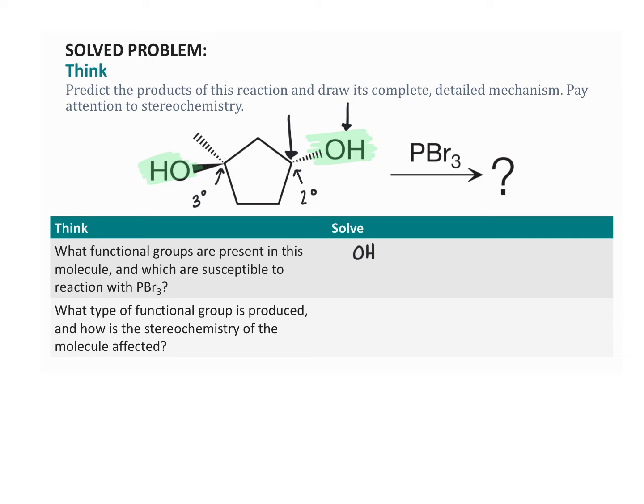So we can identify that PBr3 is going to attack this alcohol group because of the secondary carbon. Then you need to ask yourself, what type of functional group is produced and how is the stereochemistry of the molecule affected? Well, we're going to end up with an alkyl bromide. What we know is that it'll undergo an SN2 reaction. And so that means there's going to be a reversal of the configuration.